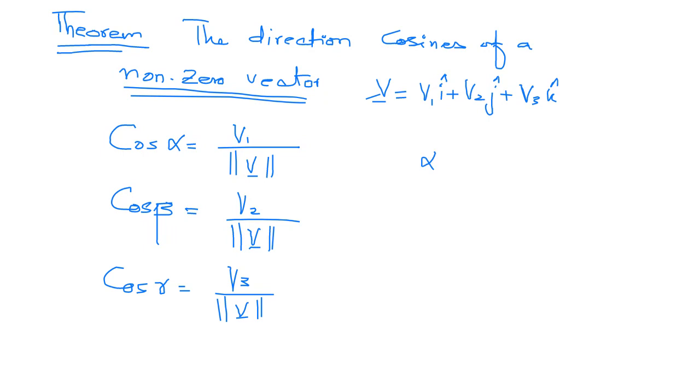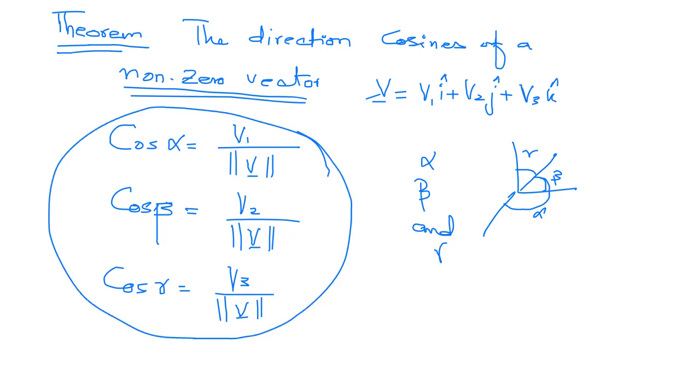Okay, alpha, beta and gamma are the angles which we define from the vector. This is for beta, this is for alpha, and this is for gamma. So this is the formula from which you can find the direction cosines. If I give you an example to find the direction cosines of a vector, it is very easy to calculate.